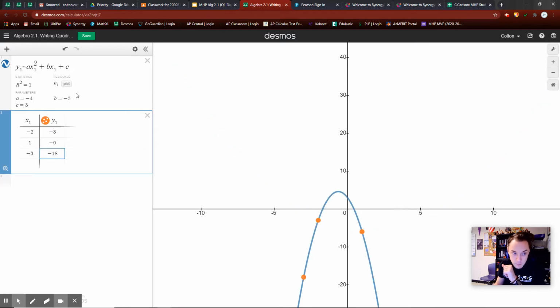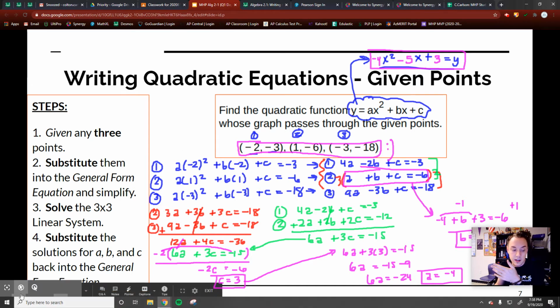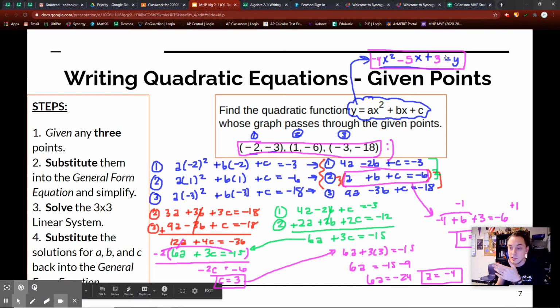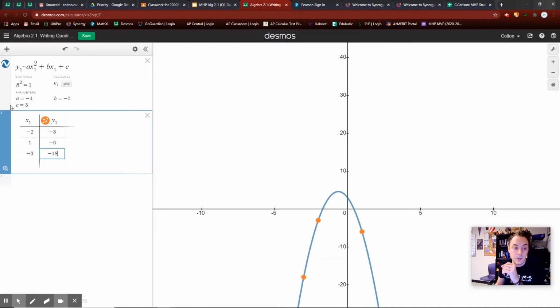Perfect. What we got was A is -4, B is -5, and C is 3. That's what we got, right? -4, -5, 3. -4 for A, -5 for B, and then 3. Pretty cool, right? And this is your graph.